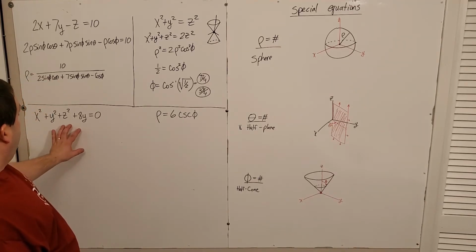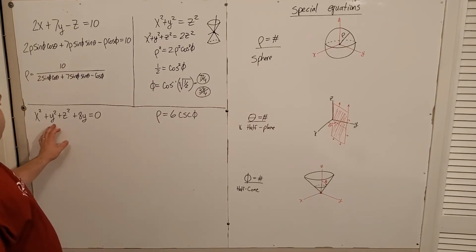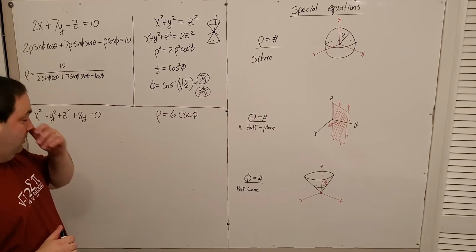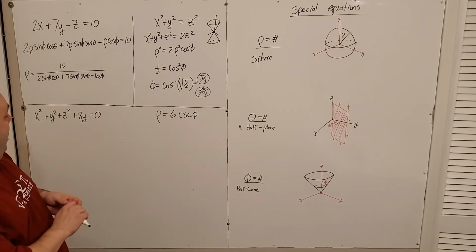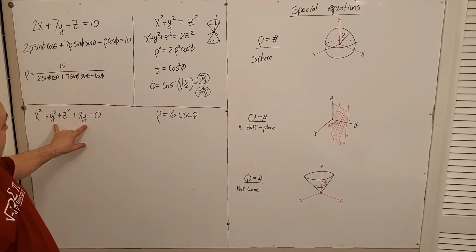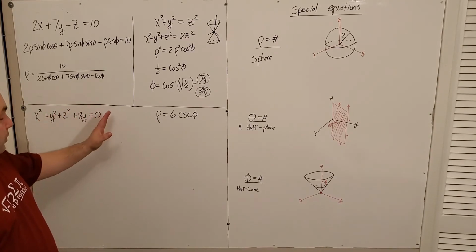Okay, so then next, this one right here, x squared plus y squared plus z squared. Remember, that's the equation of a sphere. And then the only other thing I have is this plus 8y. If I were going to leave this in rectangular, don't forget I would put the y squared and the 8y together. I would complete the square, add a number to both sides in order to do that.